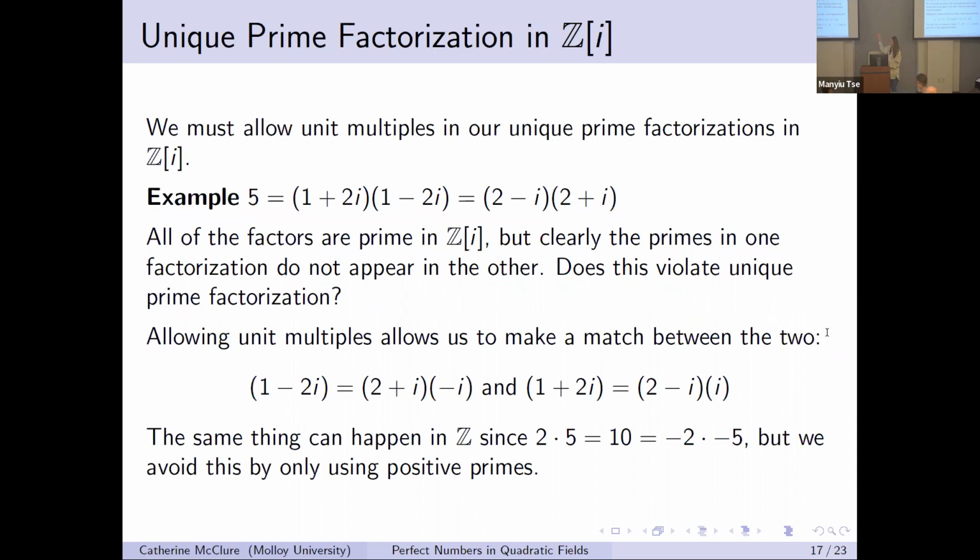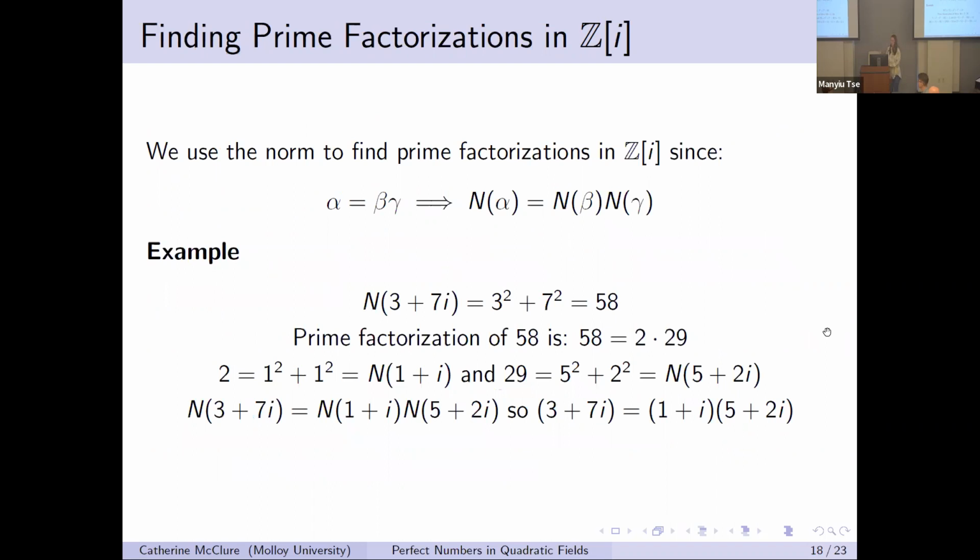So here we have two different factorizations of 5, and all these factors are prime, and clearly the primes in one don't appear in the other. And this does not violate uniqueness, because allowing the unit multiples, we can pull out a negative i of the 2 plus i and get a 1 minus 2i. And then on the other one, we could pull out an i of 2 minus i and get 1 plus 2i. So it's literally the same exact thing that we have in the regular integers. If we had 10 being equal to 2 times 5 and then negative 2 times negative 5, we'd have to pull out a unit, and that's the same exact thing. But we avoid this because we just use positives in our prime factorizations. Clearly, we can't do that in the Gaussian integers.